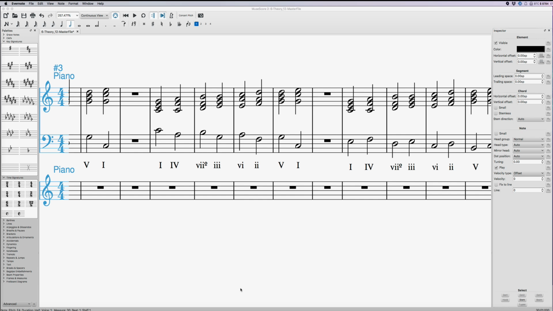That being said, now we're going to move on to a very fun topic that we've danced around for a while. We've talked a little bit about secondary dominants and leading tone chords, but now we're really going to get into them full steam. Here we go.